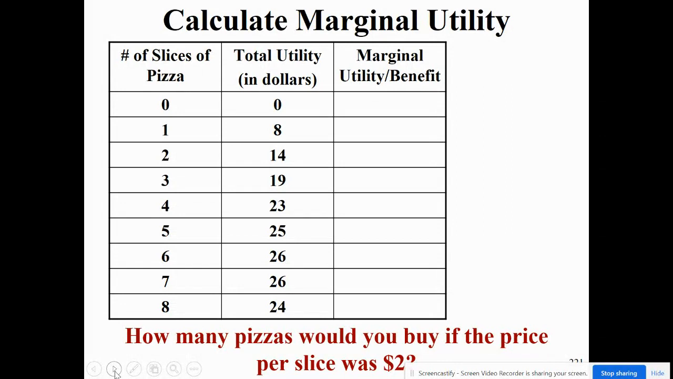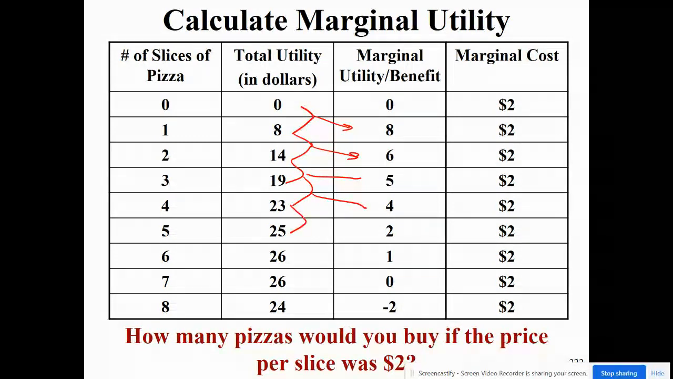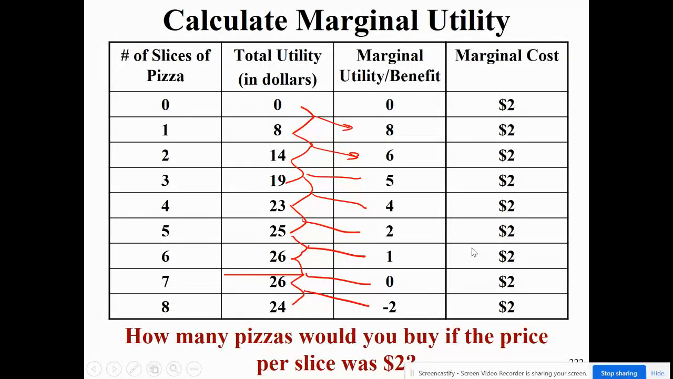So if we want to figure out how many pieces of pizza I am going to buy, I'm going to look at my benefit versus my cost. Here we see, once again, my benefit. When we think of the benefit, from here to here, this is 8. From here to here is my 6. From here to here is 5. From here to here is 4. So my marginal benefit is right here. This would be that downward sloping marginal benefit curve we showed.